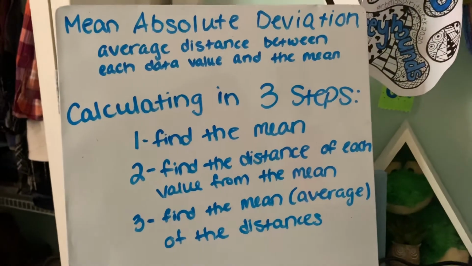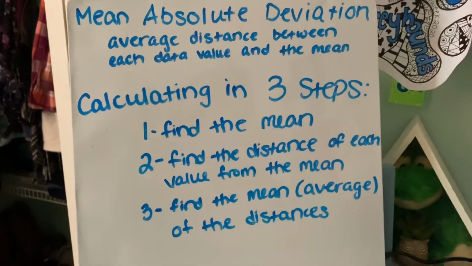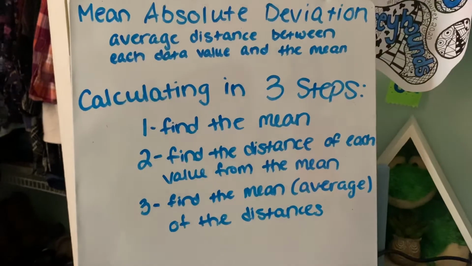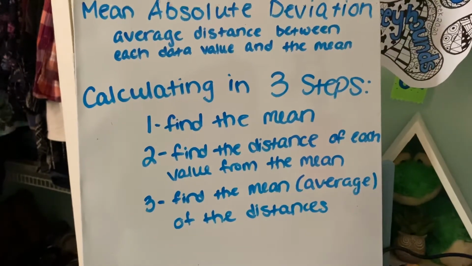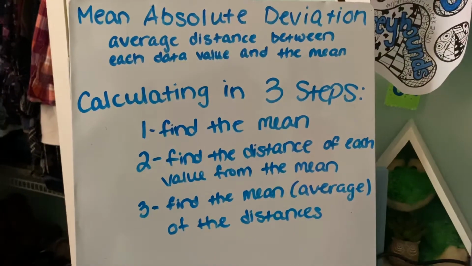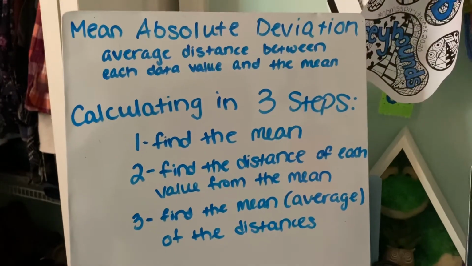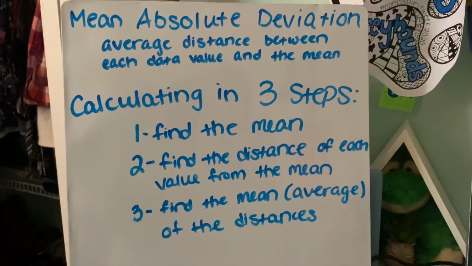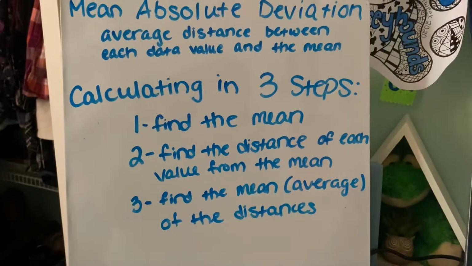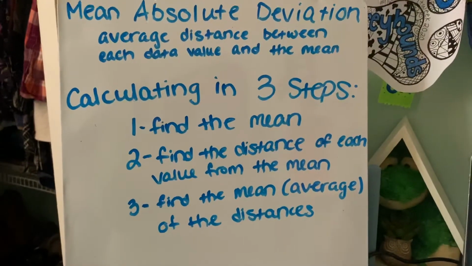All right, guys, welcome to week 4 of online learning. This is the last week before you guys head for spring break. So this week we're talking about deviation, and we're going to be calculating mean absolute deviation. That means the average distance between each data value and the mean.